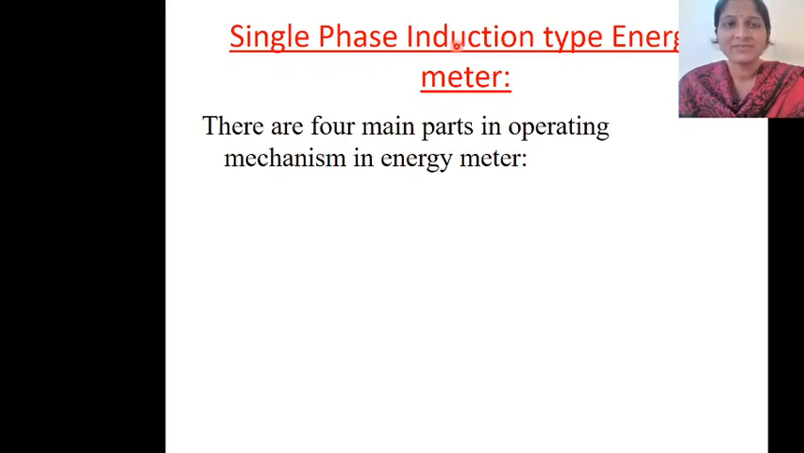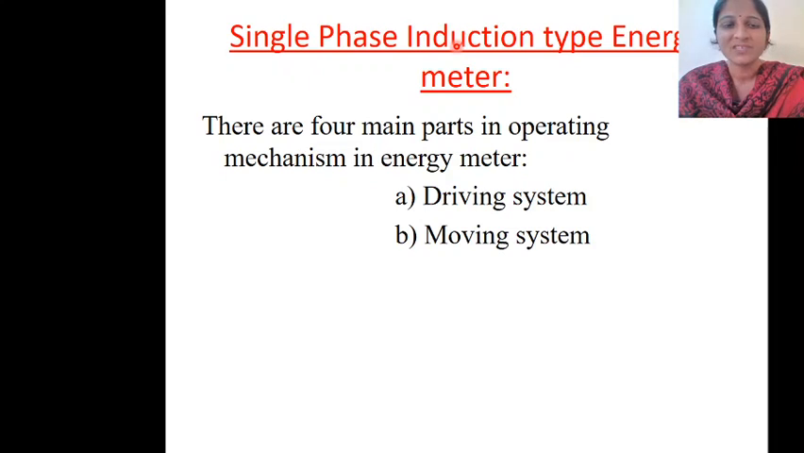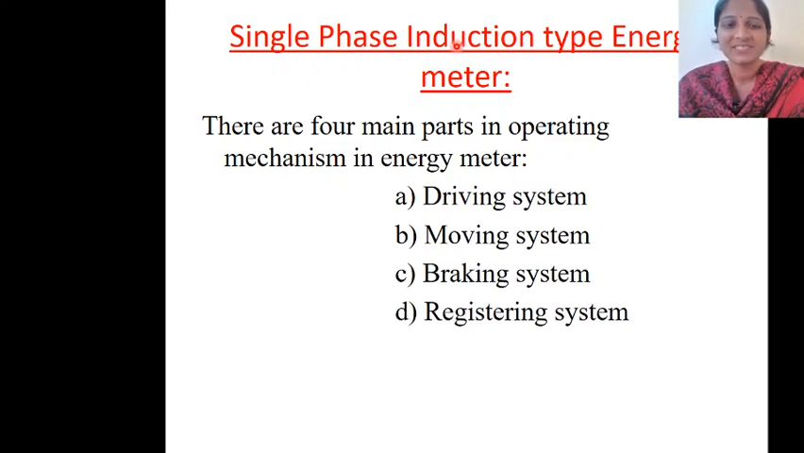Now, coming to the construction, there are four main operating parts: the driving system, moving system, braking system, and registering system. I will show these in the diagram, in the circuit diagram of the energy meter.